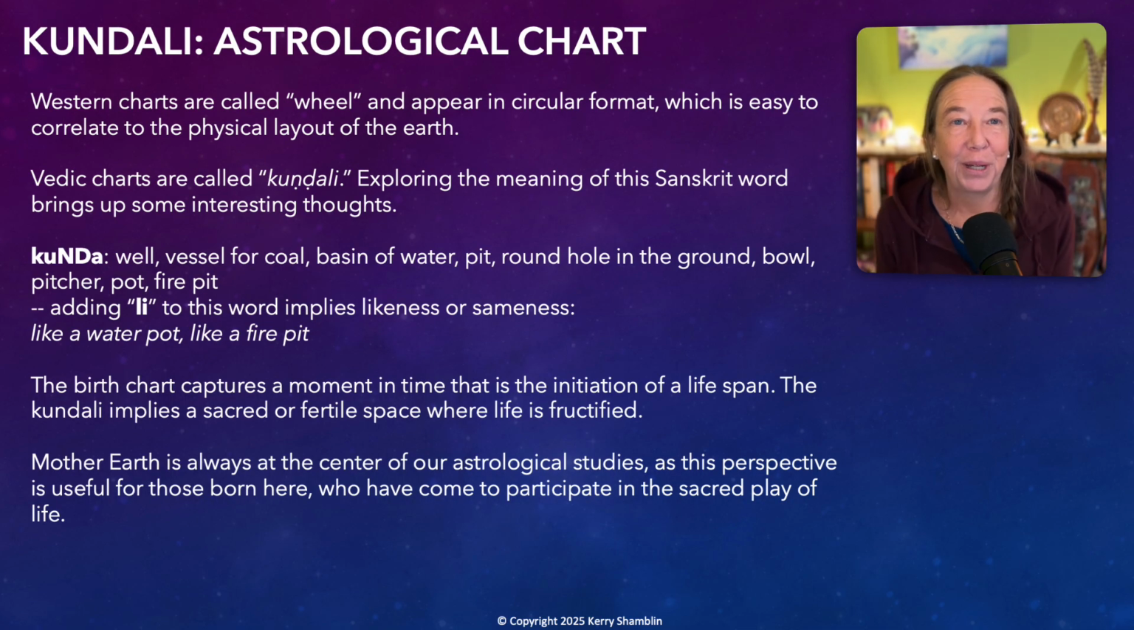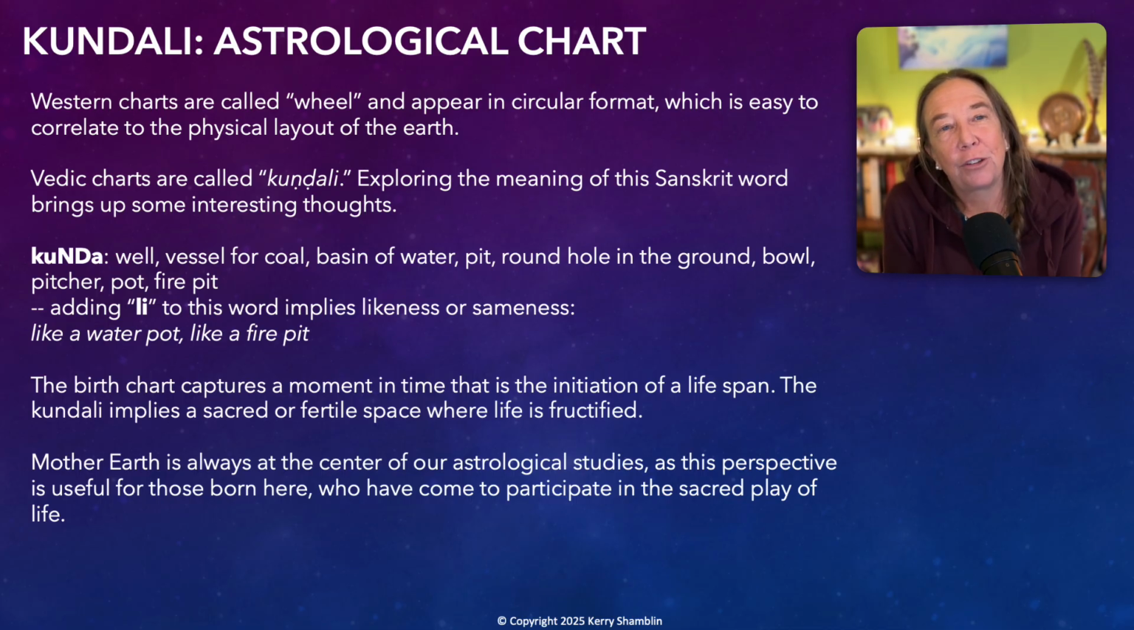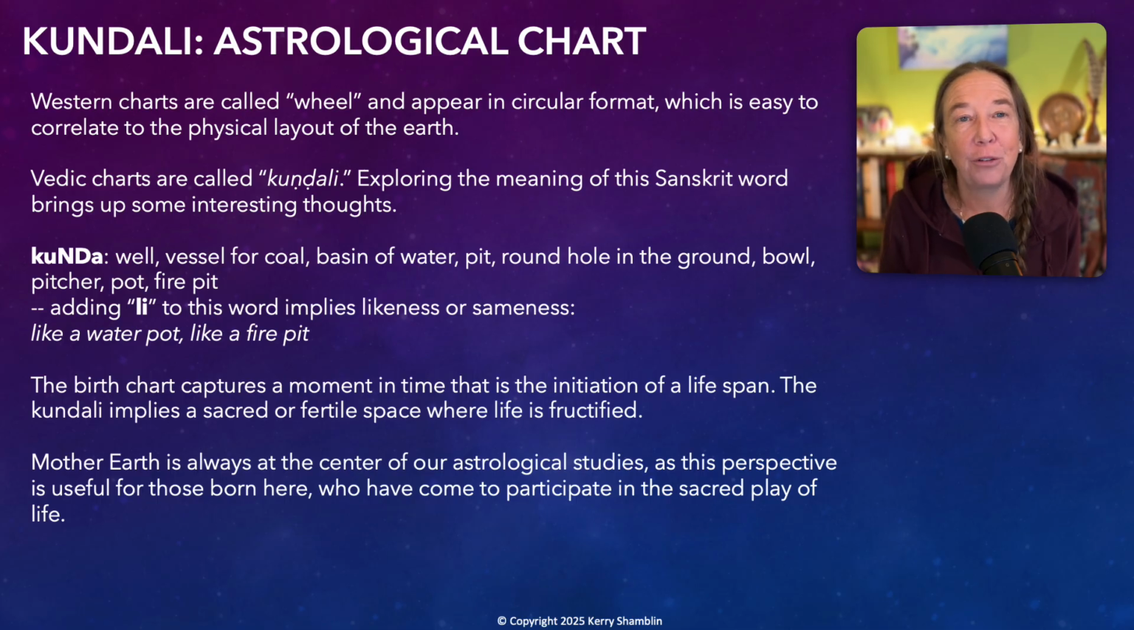Okay, and now we come to the chart. The Sanskrit word for the astrological chart is Kundali. I just want to dwell a little bit here on what that means. In Western astrology, they use the wheel chart, and it's always seen in that circular format, which is nice. There's a lot of round things in the world. The sun and moon each look round, the earth is round. So, not wrong.